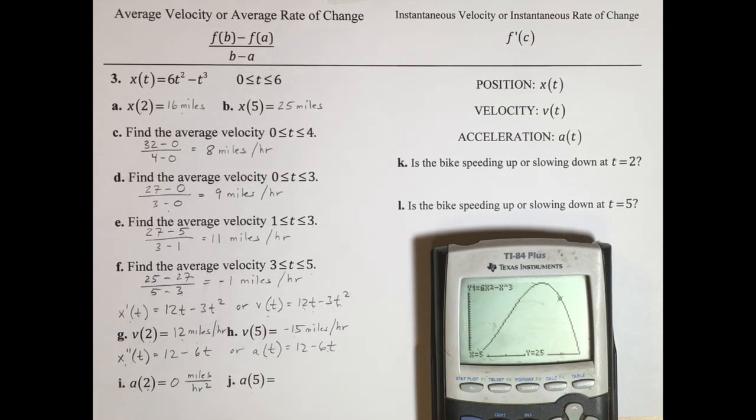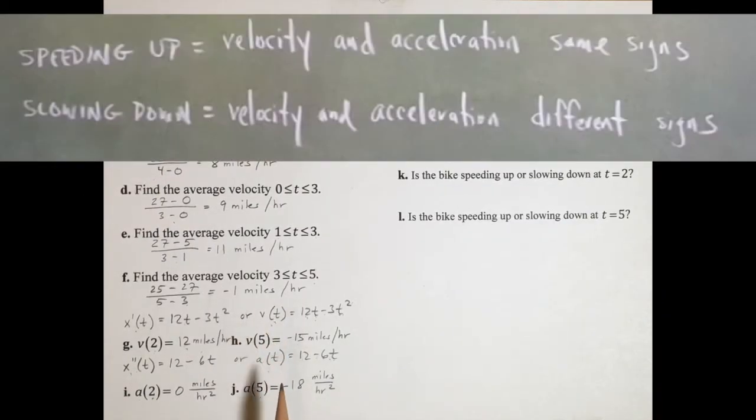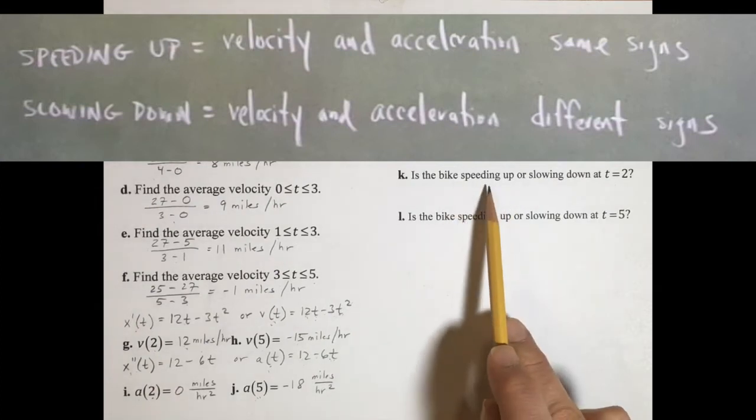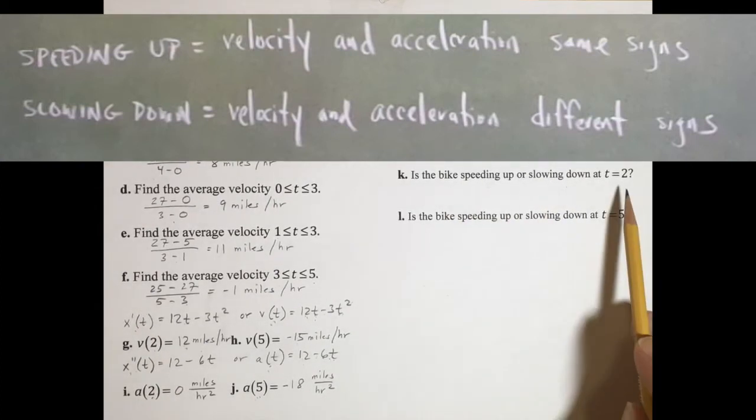His velocity was neither increasing nor decreasing. At time 5, his acceleration is 12 minus 6 times 5, or 12 minus 30. His acceleration is negative 18. Now that we have the velocity function and the acceleration function, we should be able to determine if the bike is speeding up or slowing down at any time we want.